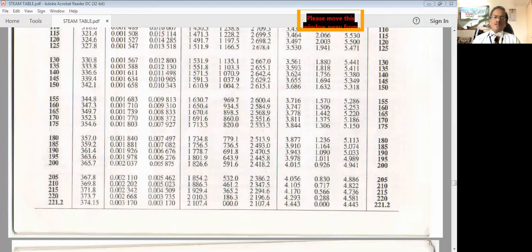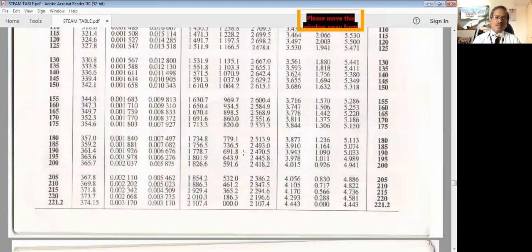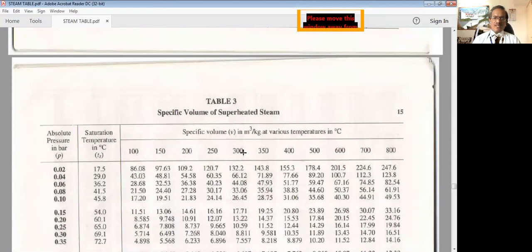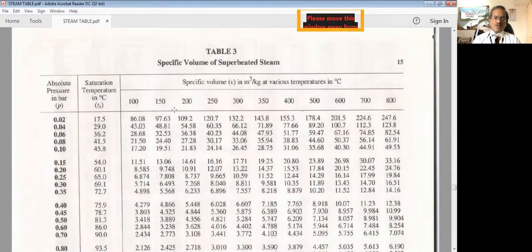Now, this is not enough. We are required to read the properties for superheated steam also, because for superheated steam, the temperature of the steam rises and becomes greater than the saturation temperature, but the pressure remains the same. So corresponding to the pressure as well as the temperature, we have to read the properties of superheated steam also. So further, we will see the properties. Here the properties are given for the specific volume of superheated steam.